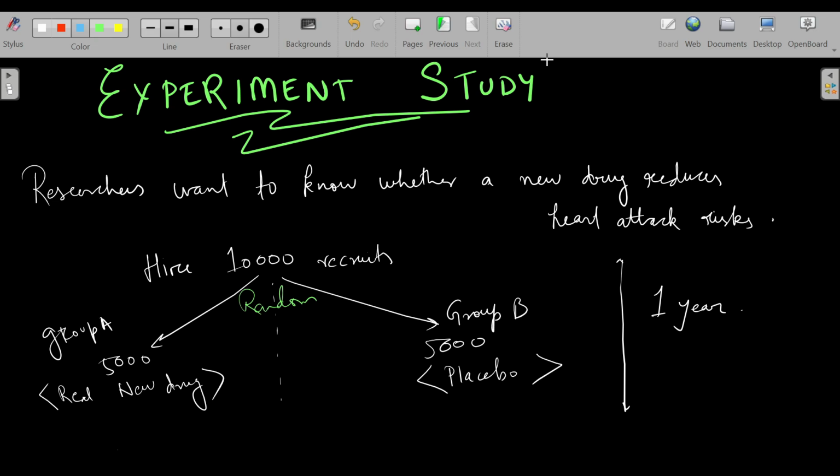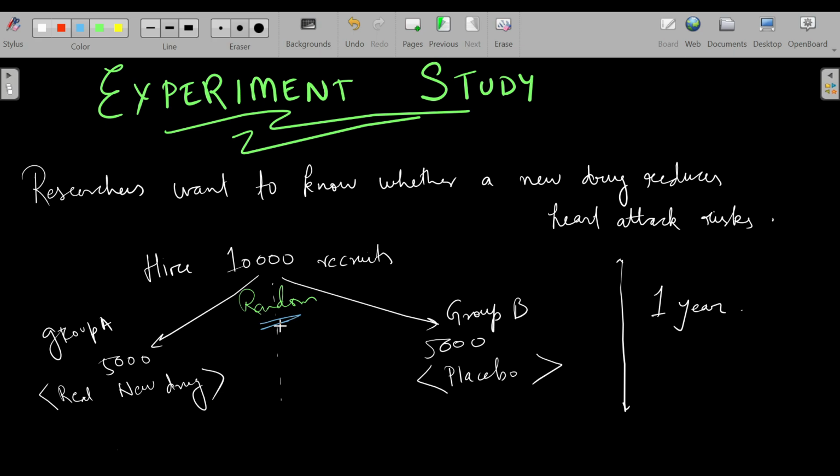In an experimental study, researchers want to know whether a new drug reduces heart attack risks. To know the efficacy of the new drug, they will hire around 10,000 recruits and divide them into two groups. Say group A has 5,000 recruits and group B has 5,000 recruits. Which person goes to group A and which goes to group B is purely random. By random, it means they will toss a coin. If the coin is heads, they put the recruit into group A. If it is tails, they put the recruit into group B.